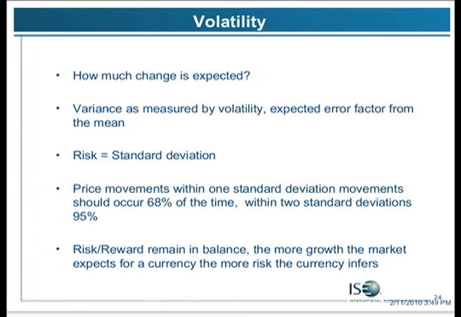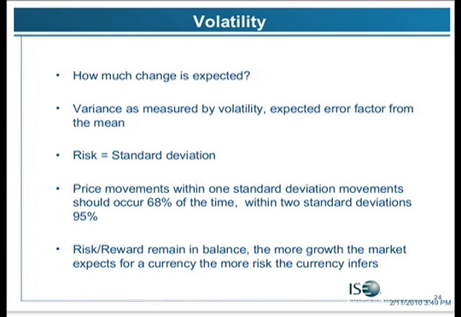Variance as measured by volatility. It's the error factor from the mean. There are lots of ways to look at risk. One might be standard deviation. We look at the movements being 1 and 2 standard deviations, or of course greater. Could be 3 standard deviations, and so on. Risk and reward remain in balance.